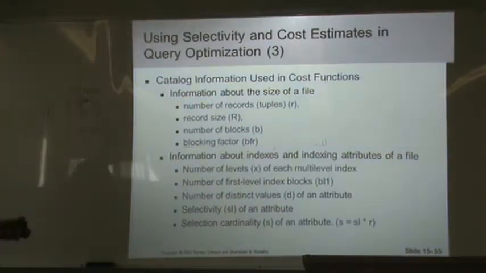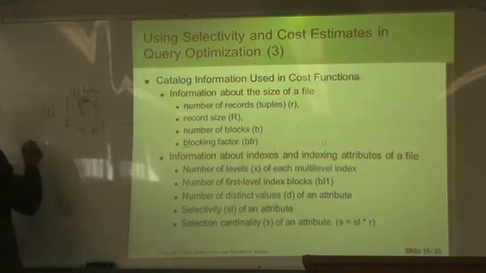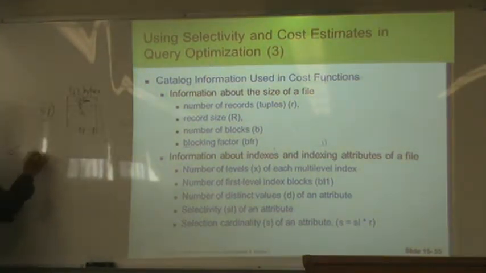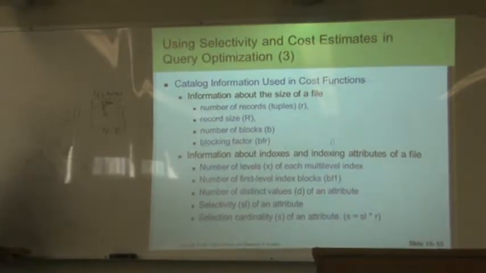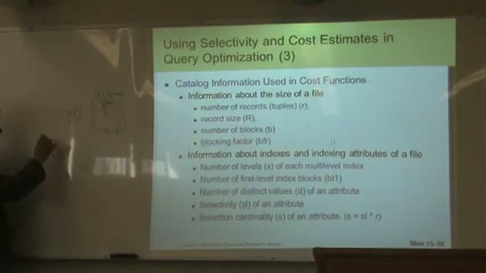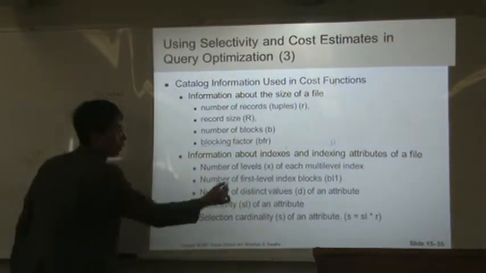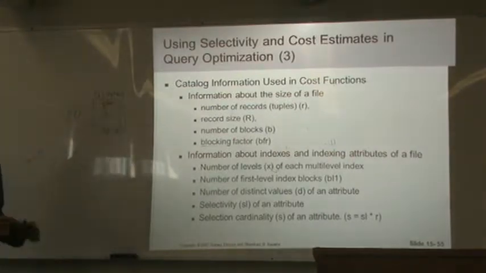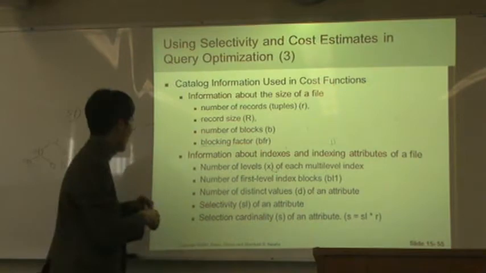Okay, then we also need information about the index. That is the number of levels, X. What is the number of levels? In case of a B+ tree index, how many IO do you need? 1, 2, 3, 4, something like that. So the level is important. How many levels? X. In this case, X equals 3.